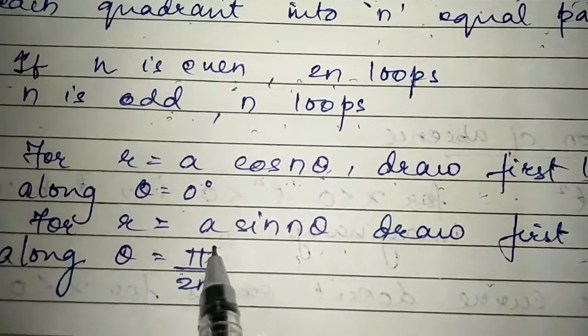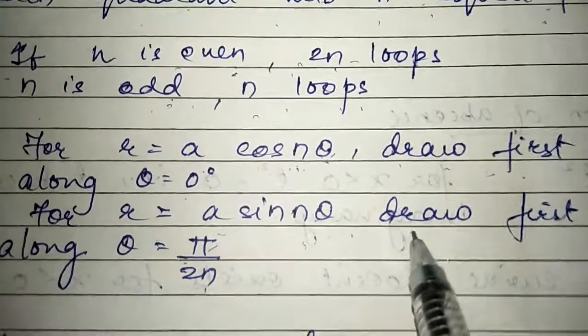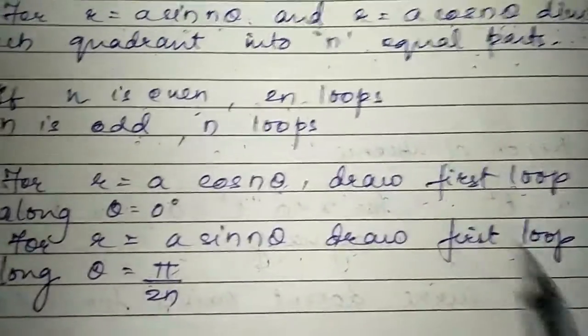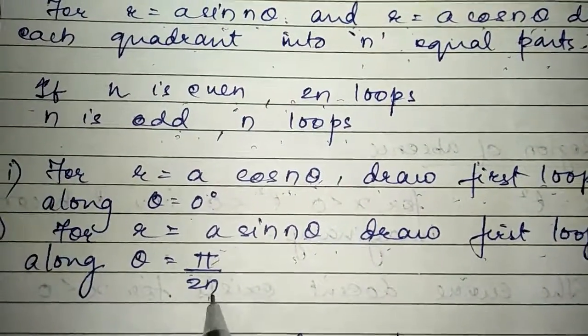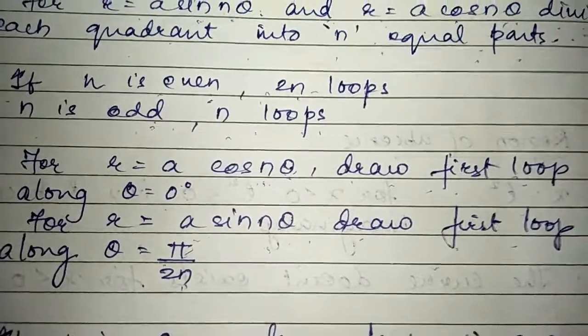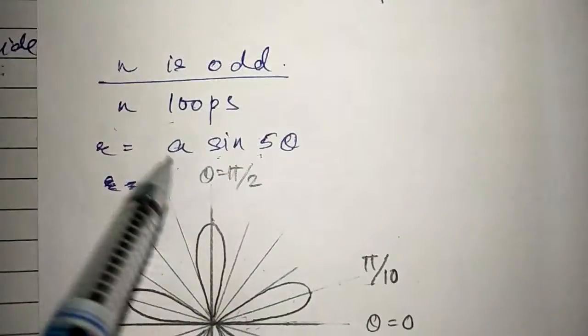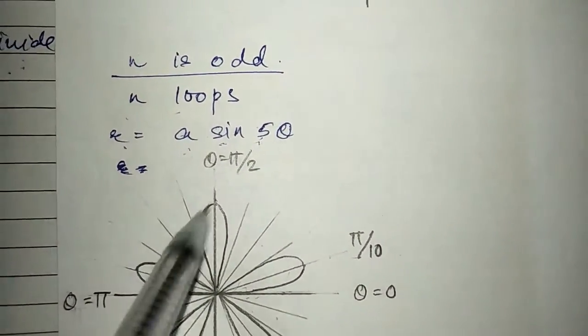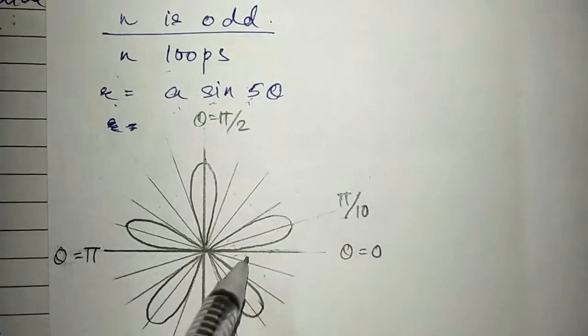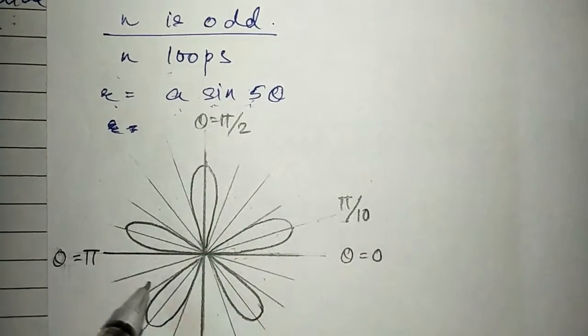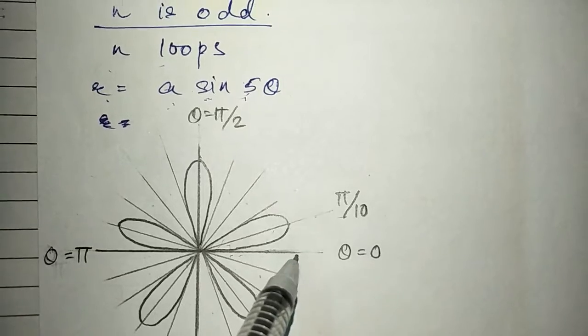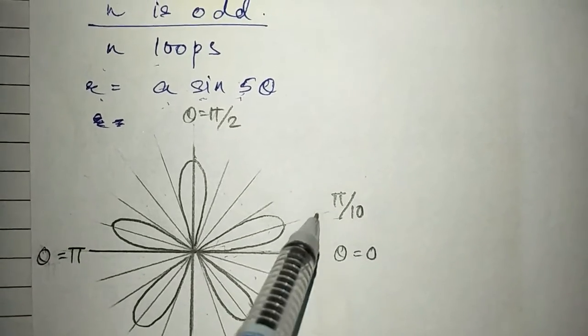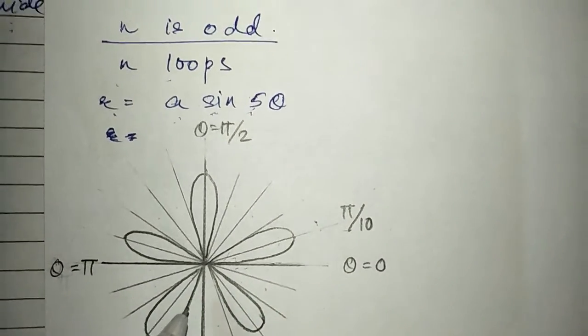For r is equal to a sin n theta, draw the first loop along theta is equal to pi upon 2n. Now r is equal to a sin 5 theta. Here n is 5. We have divided the quadrant into 5 equal parts. The first part ranges from theta is equal to 0 to theta is equal to pi by 10.